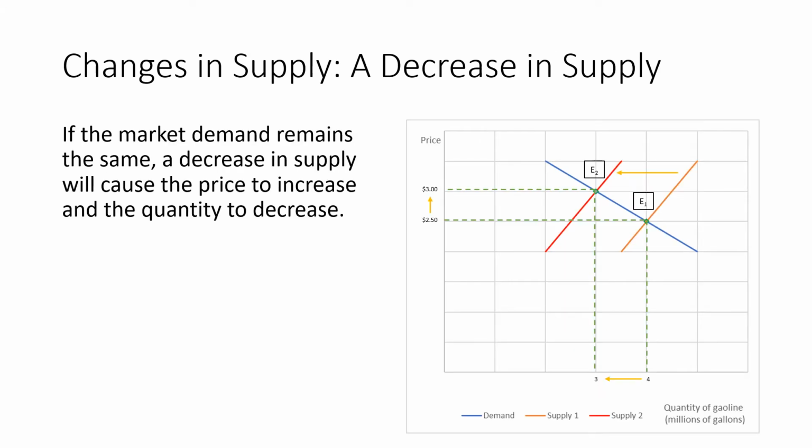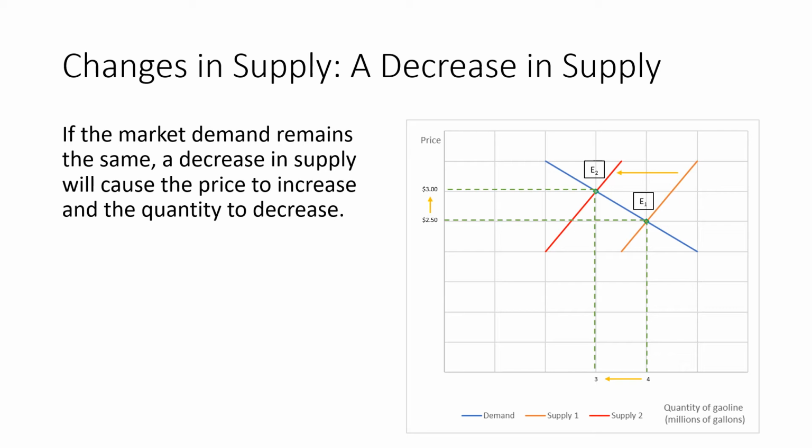So now let's look at supply. Like changes in demand, changes in supply influence the equilibrium price and quantity in important ways. A decrease in supply. Consider what happens when supply decreases, as represented by a leftward shift in the supply curve.